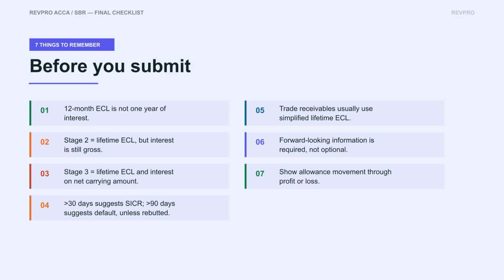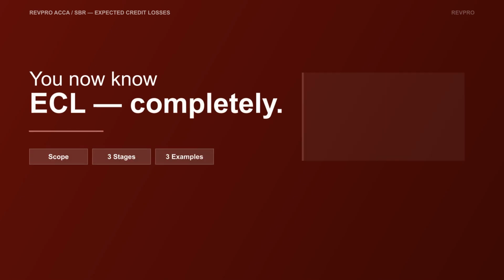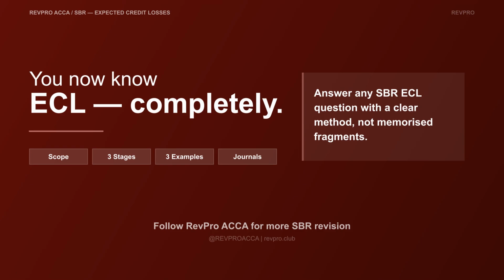6. Always adjust for forward-looking information. 7. Show the movement in allowance through profit or loss. If you remember that checklist, ECL becomes a method, not a memory test. That is the full end-to-end guide to expected credit losses for SBR. You now have the concept, the scope decision, the 3 stages, the calculations, the journals, and the exam wording.